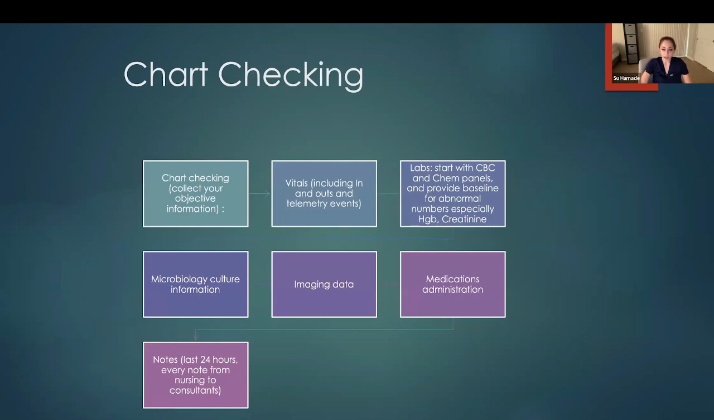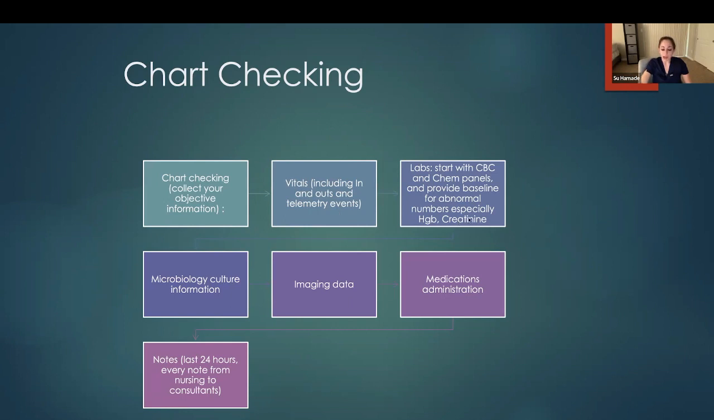And so now for chart checking, this information is put into a way where if you follow this every single day, make it a very routine habit, a very systematic approach, you will not miss any objective data being recorded. It really comes down to having a systematic system that you routinely do every single morning, right? And this is one that most of us do. So you first want to start with your vitals, including your ins and outs and any tele events. I'll show you guys where to find those.